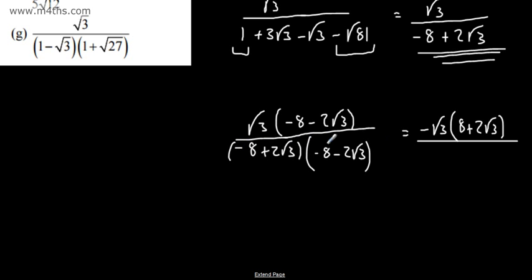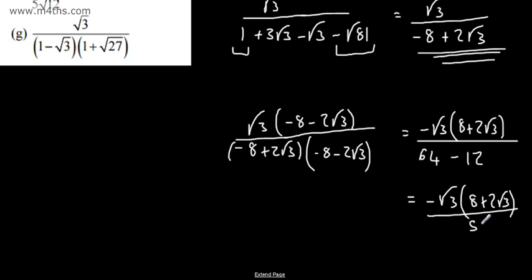So you can do this a long way round. You'd have plus 16 root 3 minus 16 root 3. I'm just going to write this as 8 times 8, which is 64, as they're both negatives. And then we're going to get minus 12. Okay, so if we wrote this out, we're going to get minus the root of 3, 8 plus 2 root 3, and that is going to be over now, what's that going to give me? 52. So that's what we get.